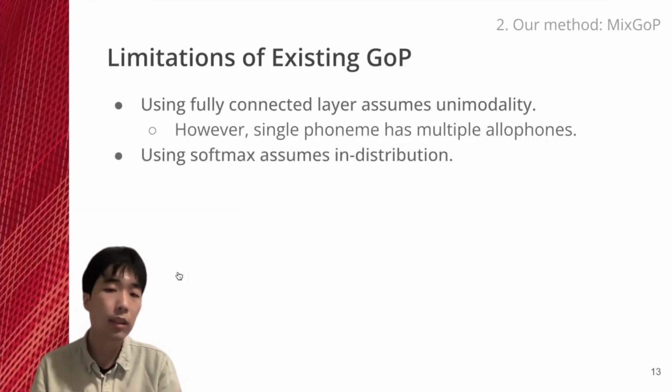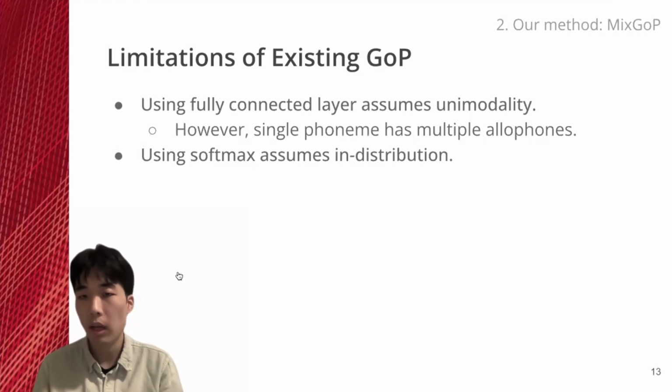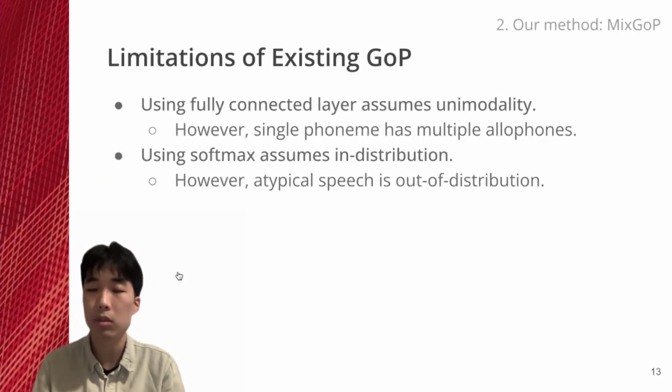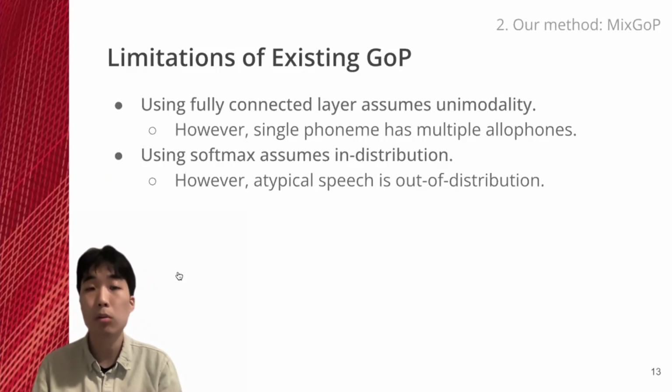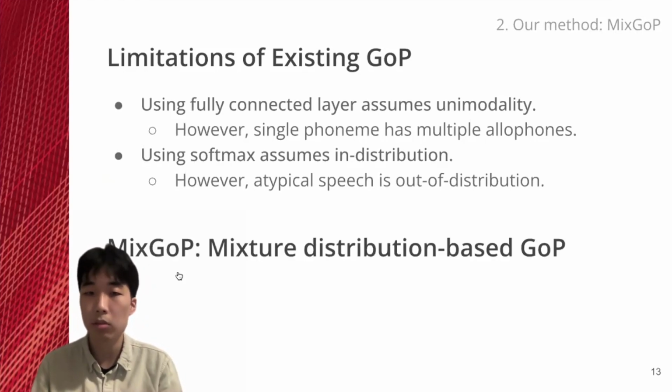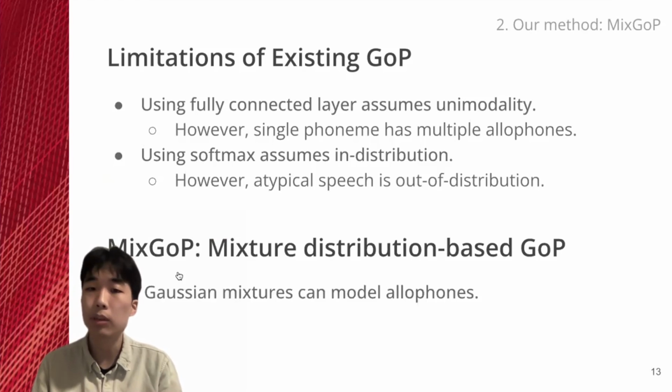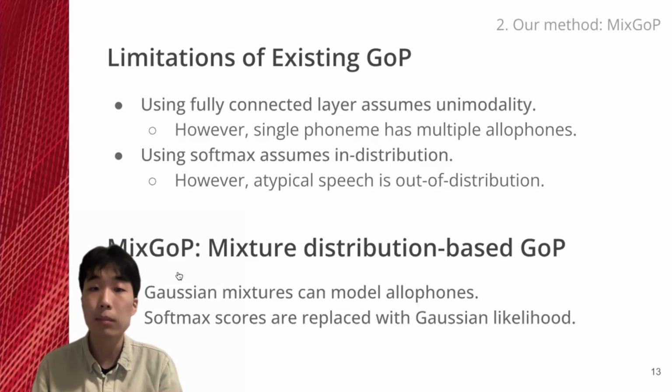Also, a phoneme recognizer often uses the softmax function, which assumes in-distribution. However, the model is already trained with typical speech, but our input speech actually is atypical, in other words, out of distribution. So we solve this problem by using the mixture distributions rather than classification scores. We use the Gaussian mixture models to directly model the multiple clusters or allophones, and we also avoid using softmax scores by directly using the likelihood.